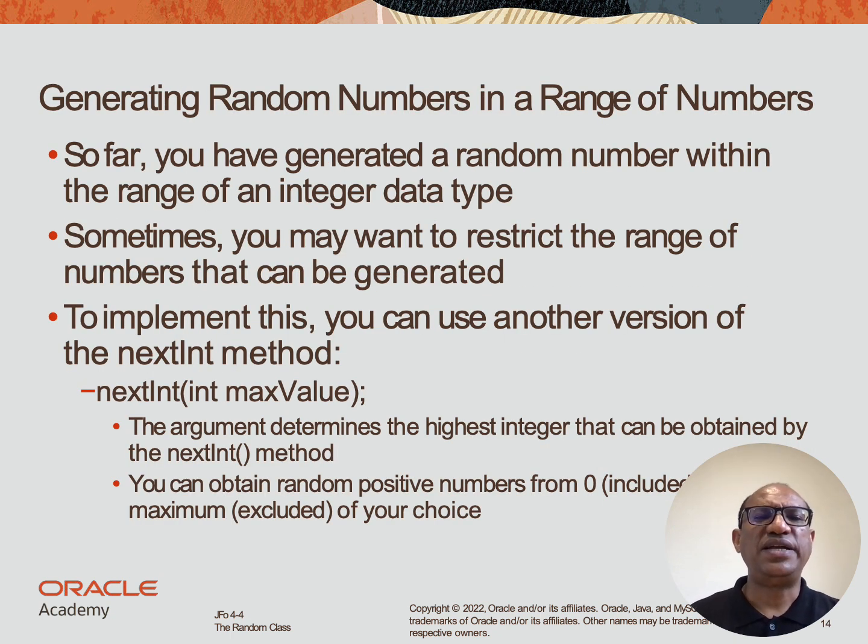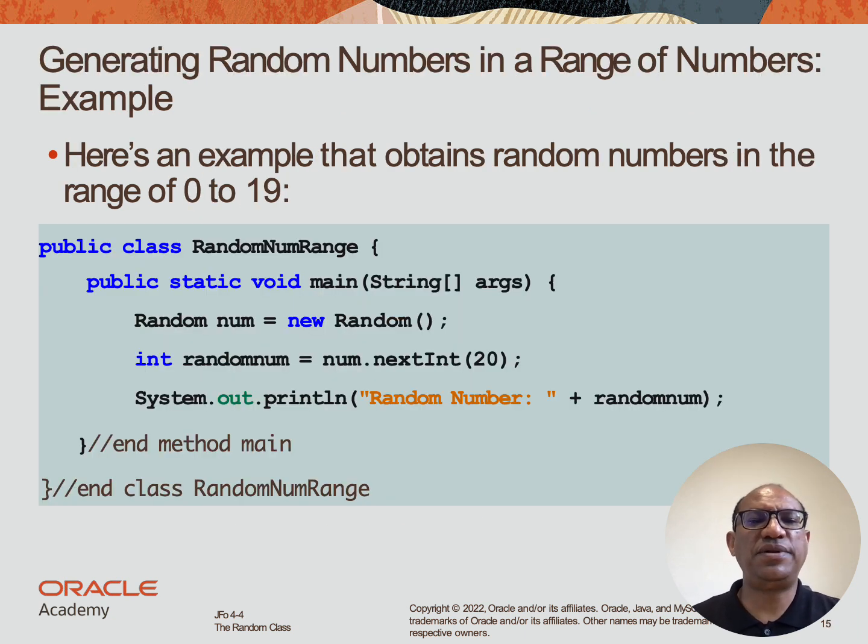By default, nextInt gives a wide range of integers, but you'll often want to narrow that range. For instance, maybe you want numbers from 0 to 9. That's where nextInt with a max value in parentheses comes in. In this example, the nextInt method returns an integer value between 0 inclusive and 20 exclusive. The randomly obtained number is then printed on the console screen.